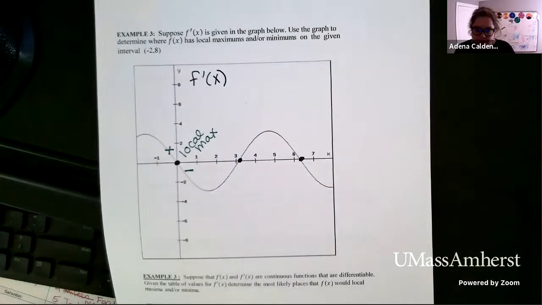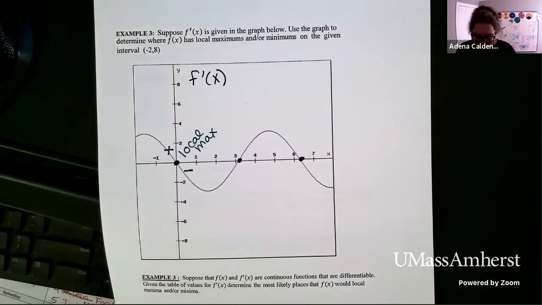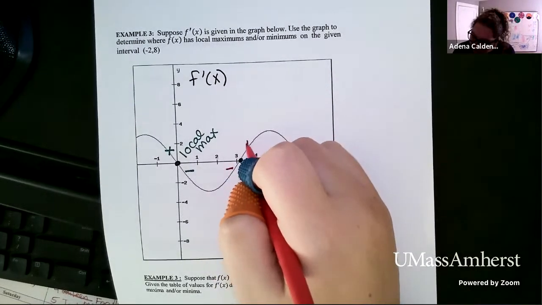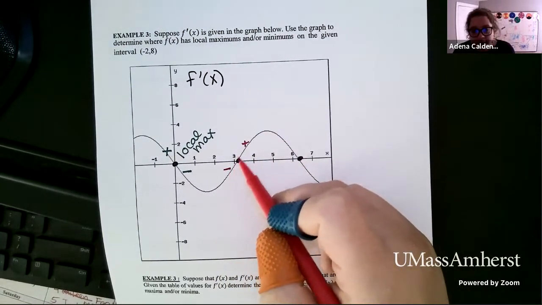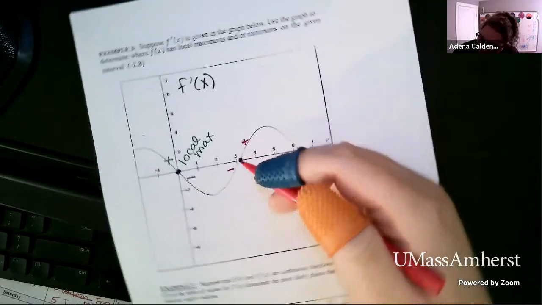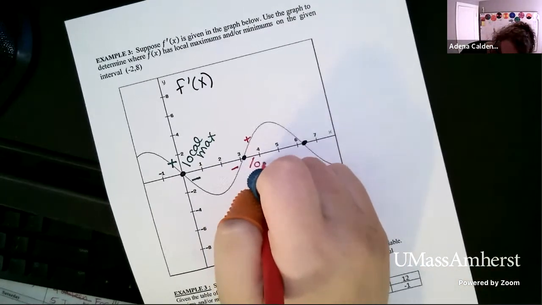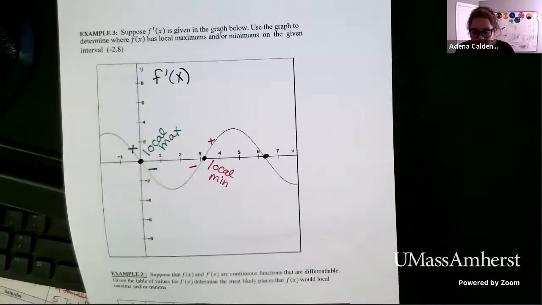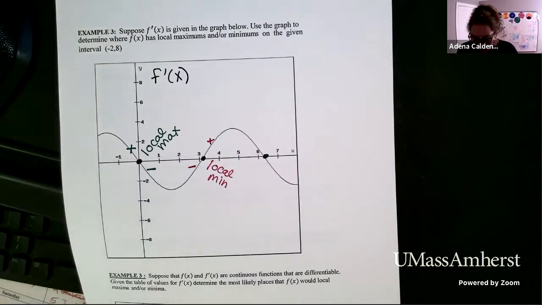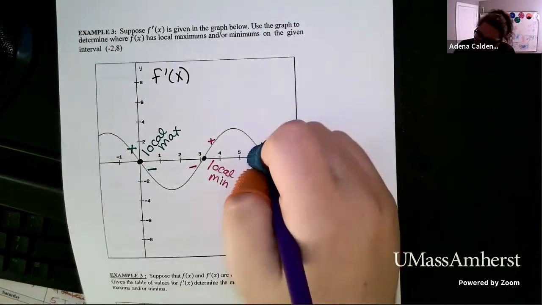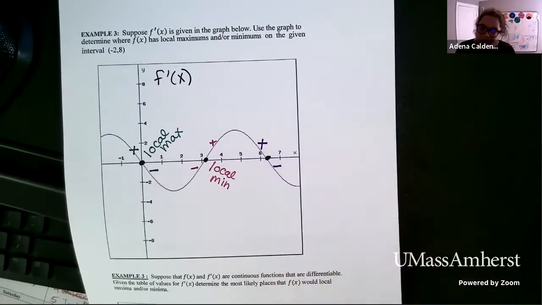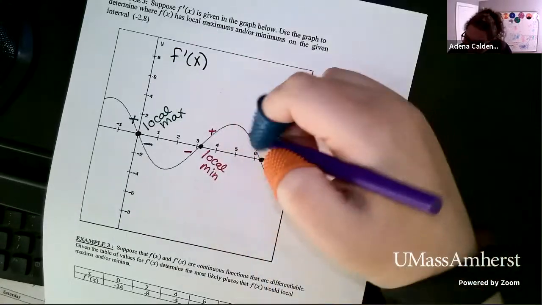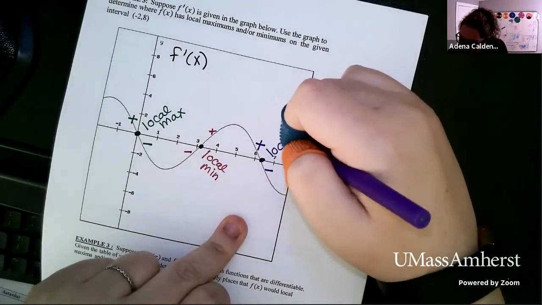on the original function. Okay, so now when we look at the next critical point, we see that it goes from negative to positive, so below the x-axis to above. So that means, according to our test, that this critical point is going to be a local minimum. So again, that means there's a local minimum on the original function. And then finally, our last critical point, again, positive to negative, because we're going from above the x-axis to below, which is going to be another local max.